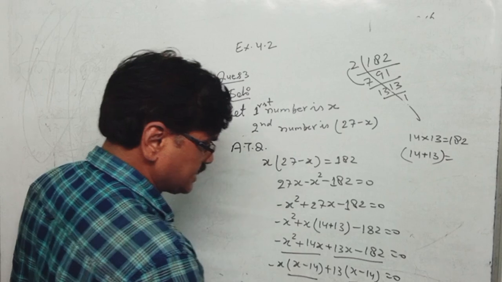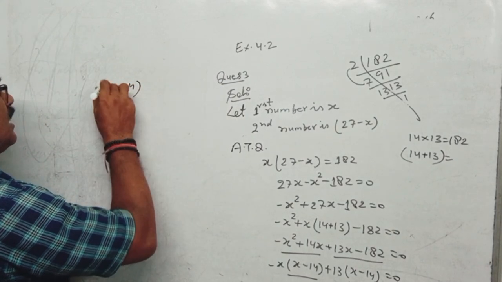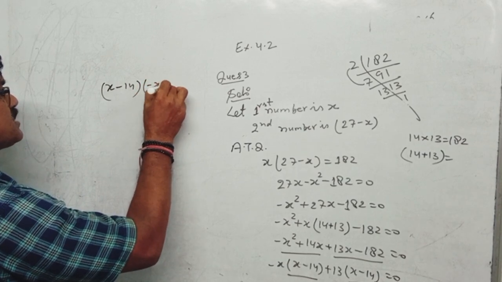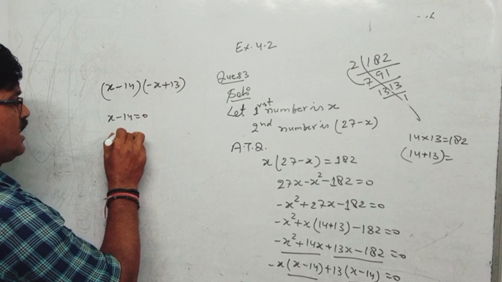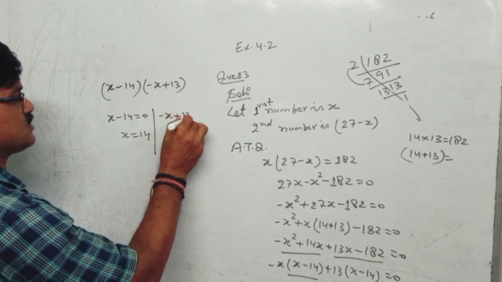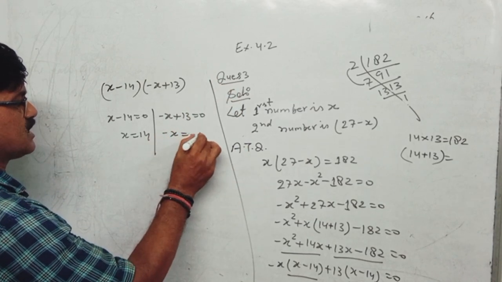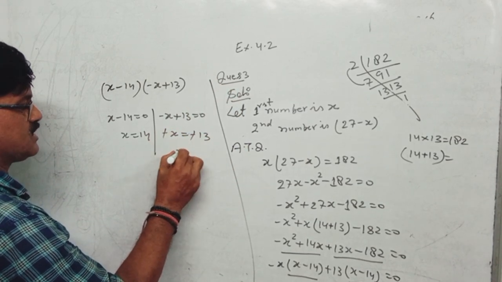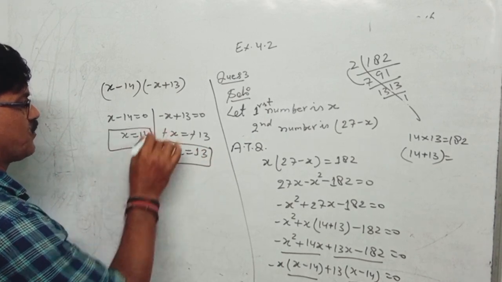So I am taking x minus 14 in one bracket and minus x plus 13 in another bracket. So you write here x minus 14 is equals to 0, x is equal to 14. Second is minus x plus 13 is equals to 0. You will take minus x is equals to minus 13. Both are negative, so you will write it positive. Now two roots are 13 and 14.